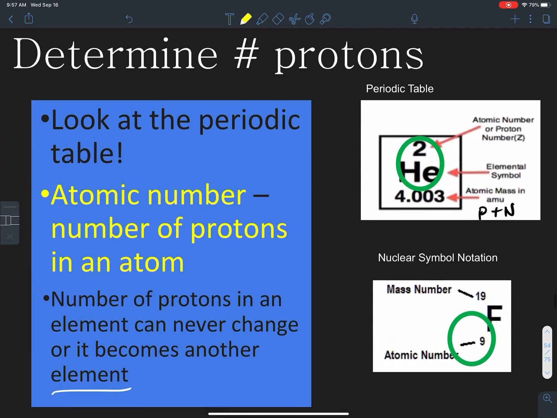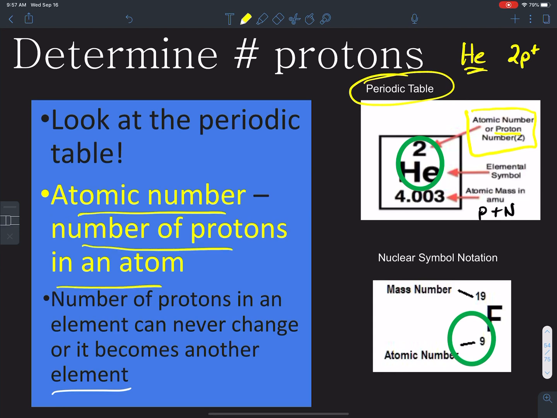You can determine the number of protons by looking at a periodic table. In a periodic table, we have element symbols that are listed in the center of each square, and at the very top is a whole number, and that whole number is the number of protons. So every helium atom in existence has 2 protons. If it didn't have 2 protons, it wouldn't be helium. Number of protons is at the top.